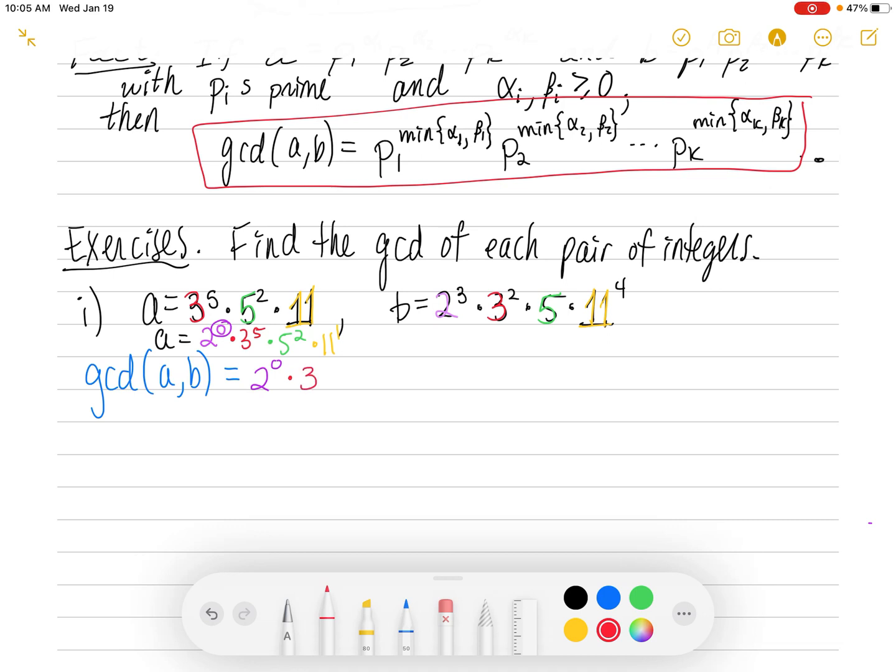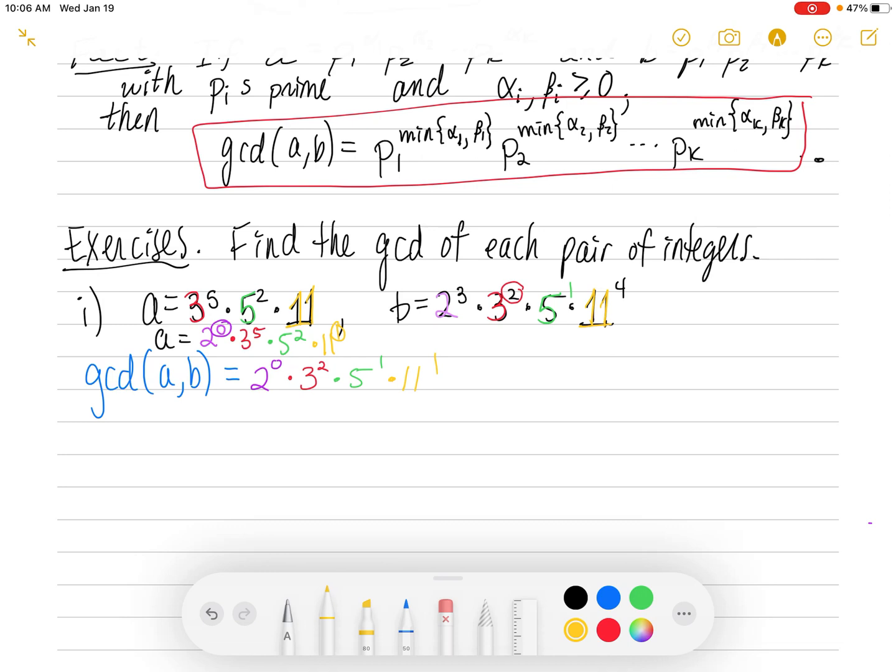Then I multiply, and I put my next common prime, 3, down. I look at my powers, 5 and 2. 2 is the smaller one, so I put the 2 there. Then I go on to the common prime 5. We have powers 2 and 1, so I take the smaller power of 1. And finally, for 11, I copy that prime down. I'm looking at my exponents 1 and 4. 1 is the smaller one, so I include a 1.